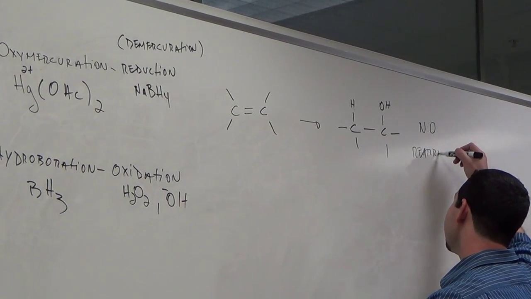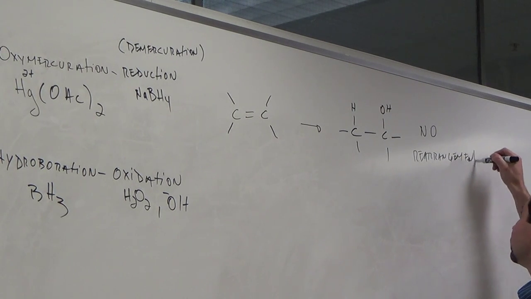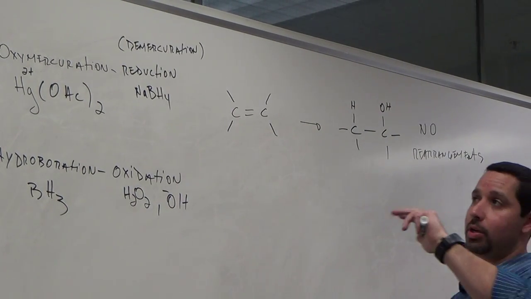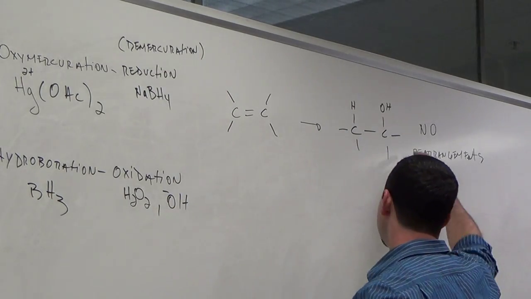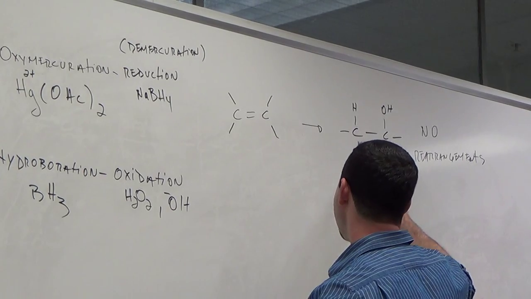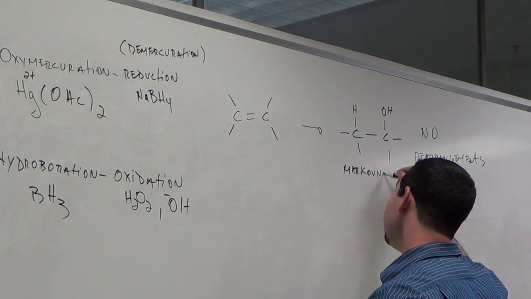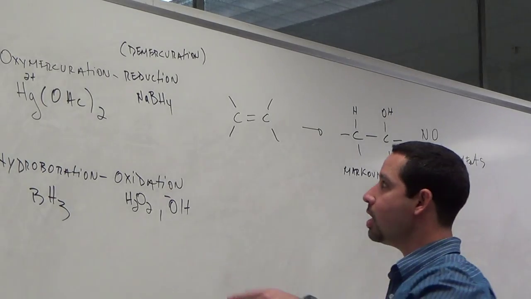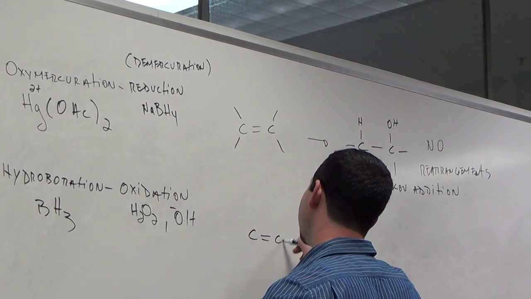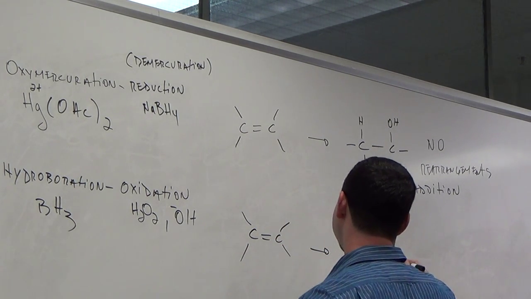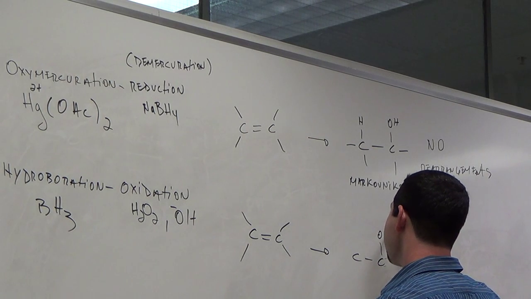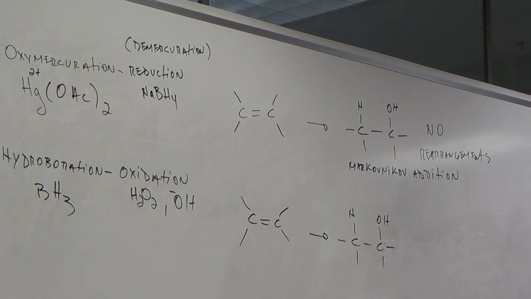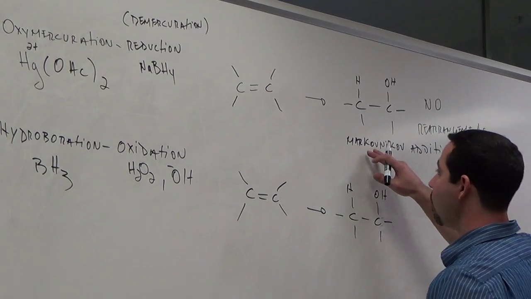This oxymercuration reduction, oxymercuration demercuration, gives you no rearrangements, and it follows Markovnikov addition. Hydroboration oxidation: what does it give you? Alcohol. Still an alcohol, but this is not Markovnikov addition.